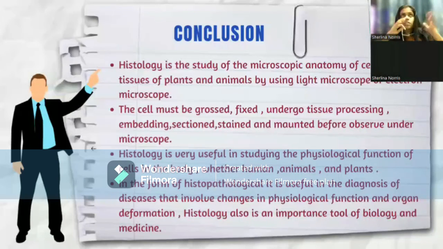As for the conclusion, histology technique is a study of the microscopic anatomy of the cells as well as the tissue of plants and animals by using the light microscope as well as the electron microscope. All the cells must be grown, fixed, and undergo tissue processing, embedding, sectioning, staining, and mounting before being observed under the microscope. Histology is very useful in studying the physiological function of the cells in the body, whether in humans, animals, or plants. In the form of histopathology, it is useful in the diagnosis of disease that involves changes in physiological function as well as the organ. And histology is also an important tool of biology. So that's all from us.